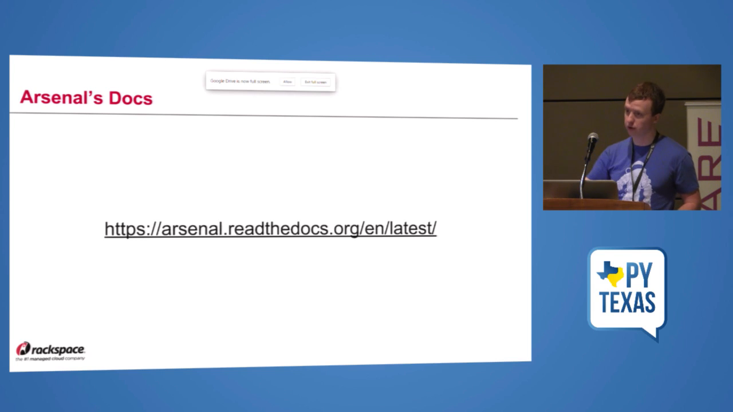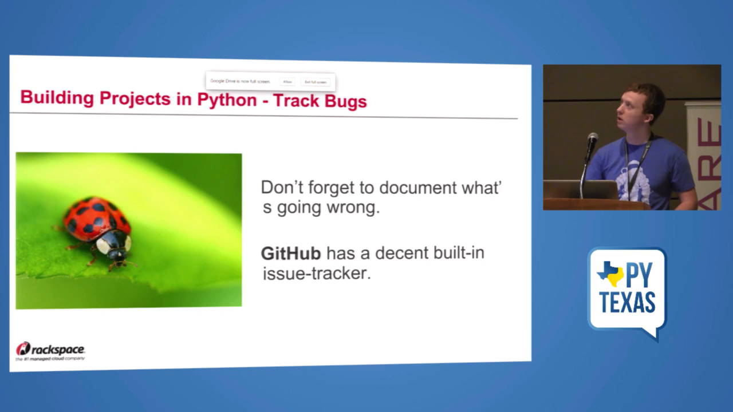And you can find Arsenal's documentation online at readthedocs.org if you want to use it. So you've got a project, you've got documentation, but you're going to find issues with it invariably. You should always document what's going on with your project somewhere. Again, GitHub has a decent issue tracker that you can use to file bugs.